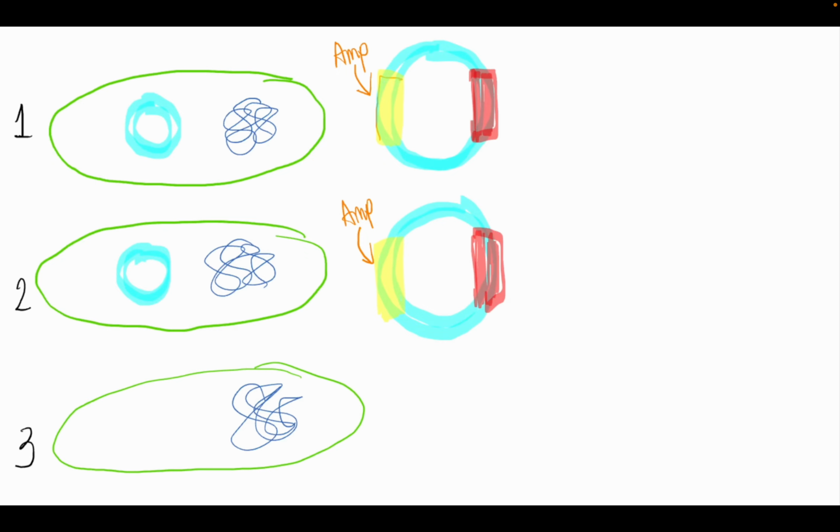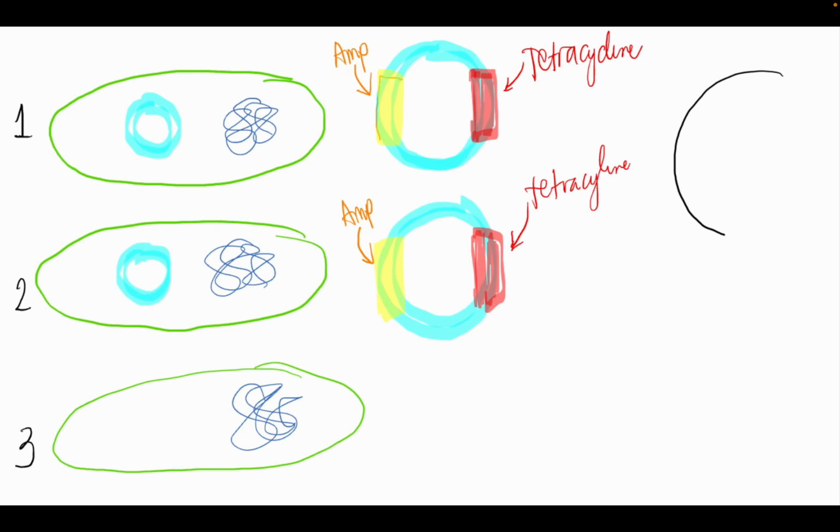And again, this one contains resistance to what antimicrobial I mentioned. Okay, tetracycline. This one also, we have tetracycline, right? And then let's say I have a Petri dish here. This Petri dish contains ampicillin and tetracycline. That Petri dish, that agar.